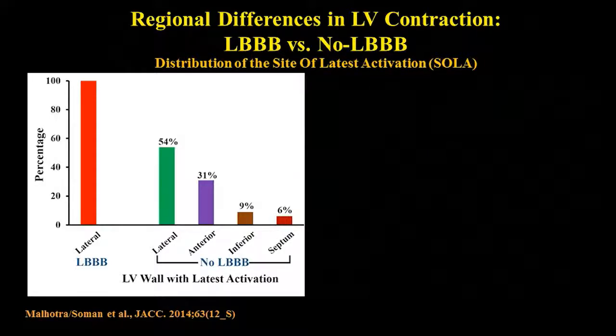Patients without a left bundle branch block, even in them 50% or 54% of the patients had the site of latest activation in the lateral wall. So you can assume that these patients without a left bundle branch block will behave the same way as patients who had a left bundle branch block. Okay? And maybe in them the benefit from a CRT would be the same as those who have a left bundle branch block. However, these patients would not have the same benefit from CRT unless you can guide placement of the CRT.